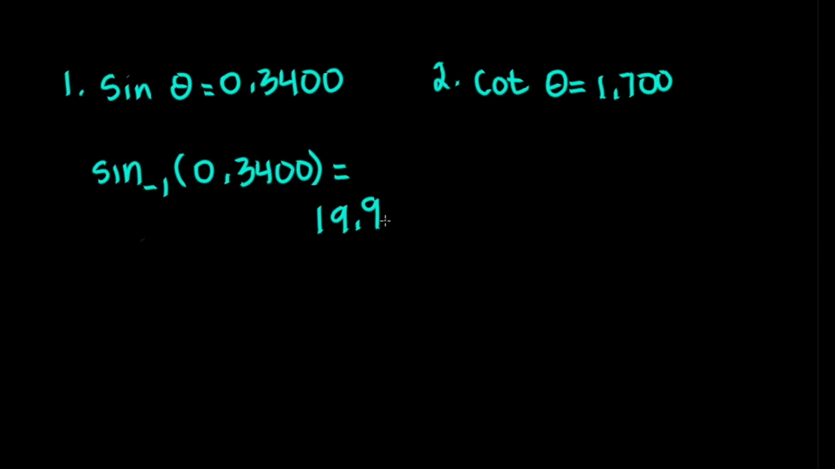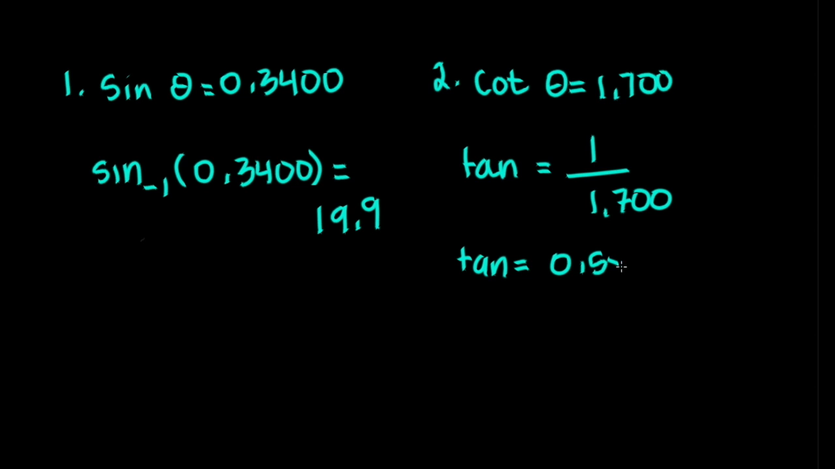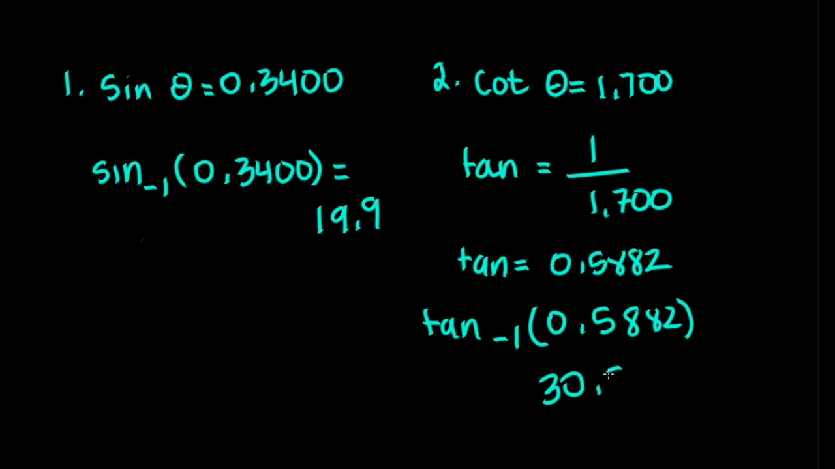For this next problem, we can see that cotangent is the reciprocal of tangent. So if the cotangent of an angle equals 1.700, the tangent is going to equal 1 over 1.700. So our tangent equals 0.5882. Now we are going to type in tangent to the -1 and then type in 0.5882. Our simplified answer equals 30.5 degrees.